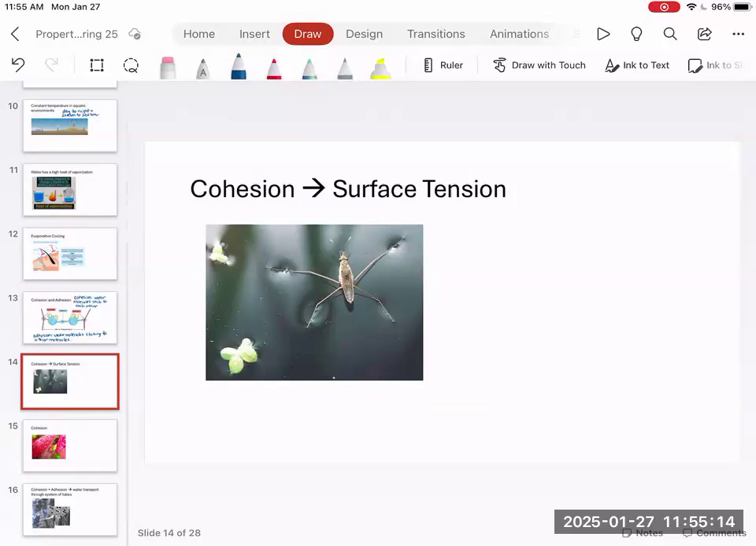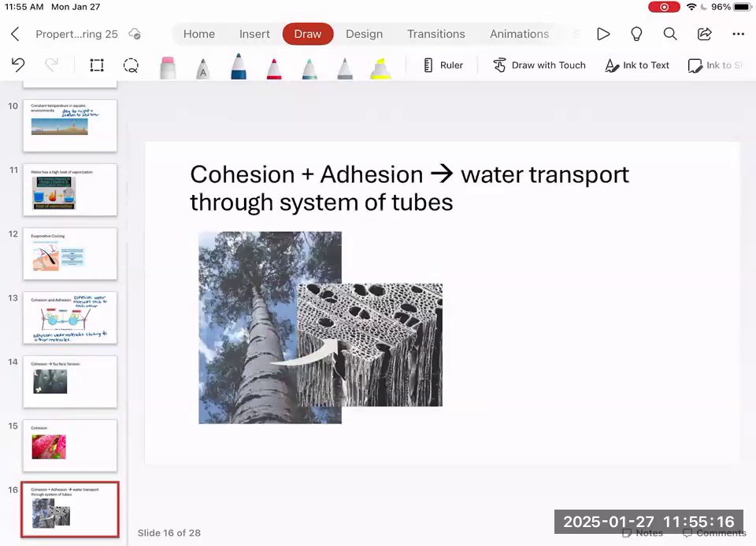But if you combine cohesion and adhesion together, you're going to get water being pulled through a system of tubes very easily. So these two combined together allow living organisms to transport water through a system of tubes or tubules.